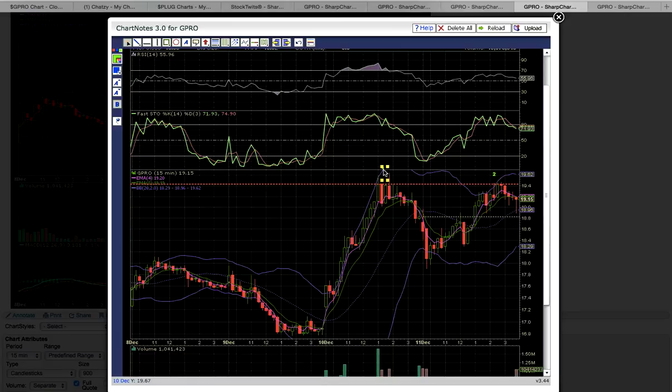So bulls, now GoPro is in a position where it's either going to break the double top, or come back down and possibly retest this support line down here in the low 18s. And so going forward, this 1940 level is the key level to break. As you can see, there's this double top on the 15-minute chart.